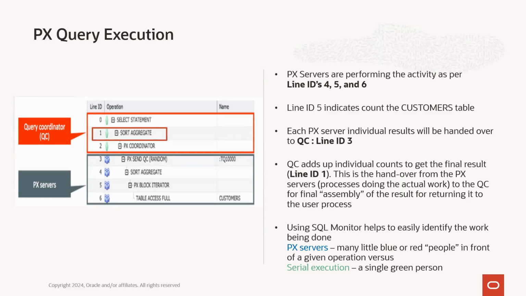Using SQL Monitor helps to easily identify the work being done. The PX servers are shown in a blue highlight, and there you can see the group identification. That means the PX servers, the slaves, are doing the work. Serial execution shows a single-person kind of representation, and the only work done in serial execution is by the QC.